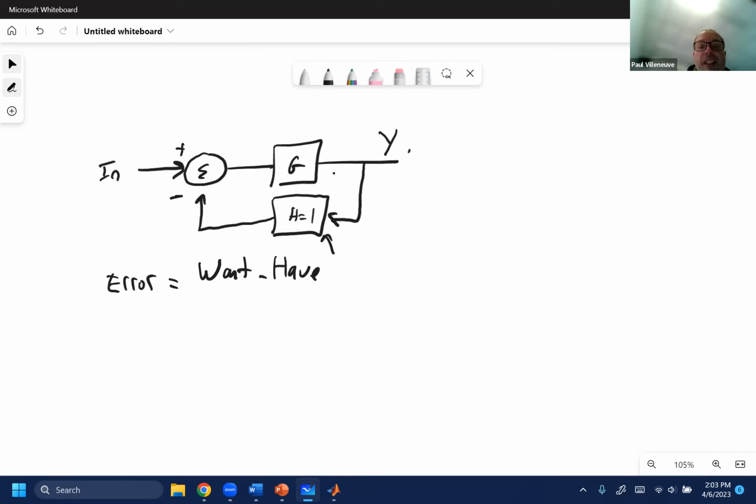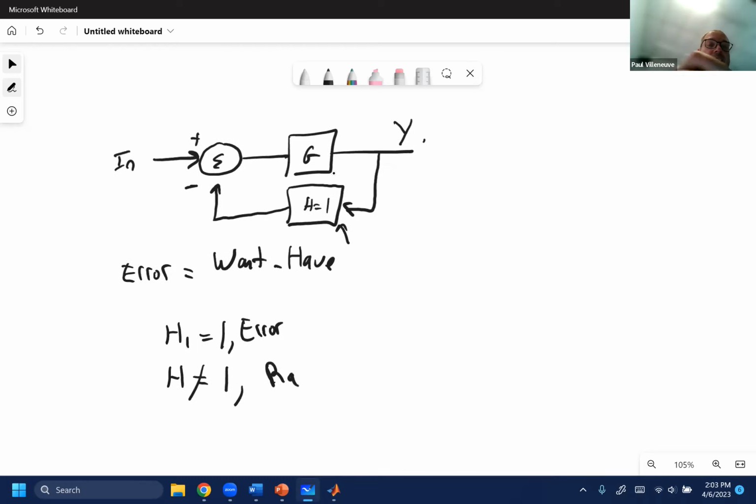If it's definitely where H is equal to 1, then we actually will have error. If H is not equal to 1, then what we have is not an actual error. It is, I think it was called the RA, the converted error, essentially, is what we're looking for. So we have to make some adjustments. But in either case, what we're comparing is the difference between what we want and what we have.